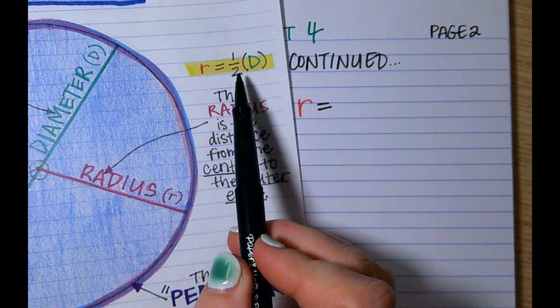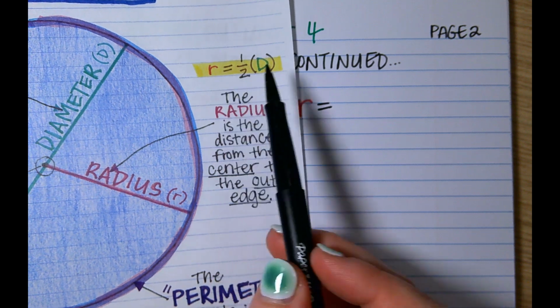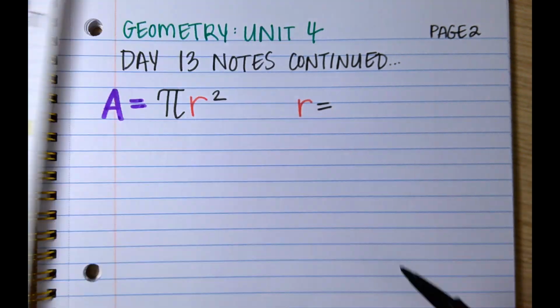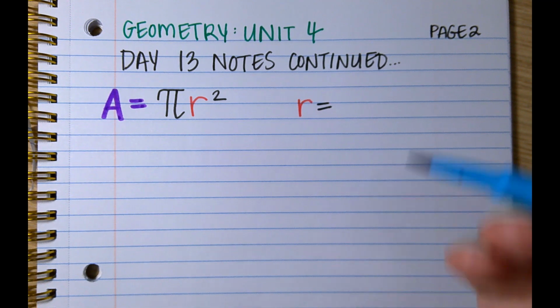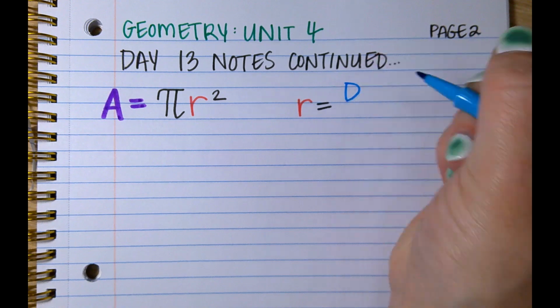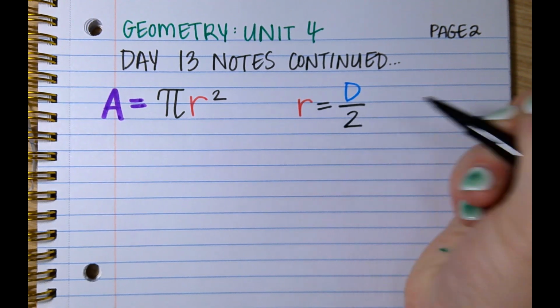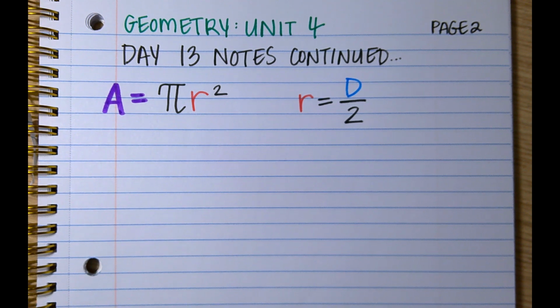I had some people that were a little confused by how do I type this fraction in. You can just type divide by 2, okay? So if we don't have the radius, we're going to divide the diameter by 2. So I'm just going to write that in. D for diameter divided by 2. So there's the two formulas we're kind of using here.